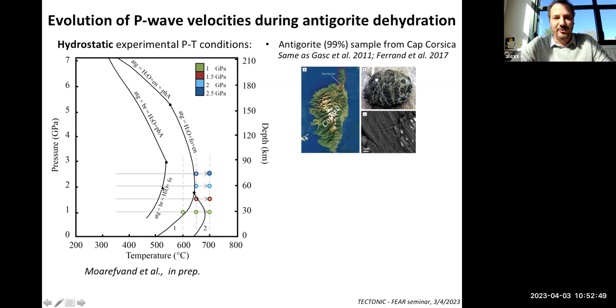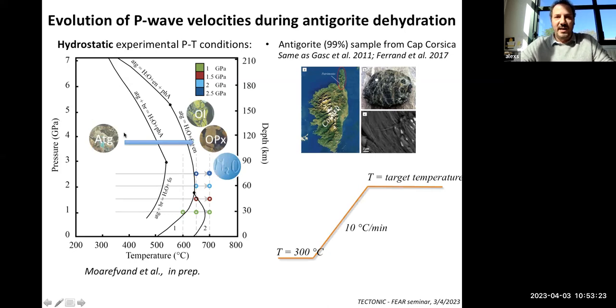This is pressure, this is temperature, and this is the rather complicated phase diagram of antigorite, where at low pressure, antigorite first breaks down around 500 degrees, and then there are several transformations. And the final one being here, antigorite gives water plus forsterite, olivine plus enstatite, orthopyroxene. And you see that most of the points that we tested were actually in this field where the dehydration should be complete. So we have antigorite that produces olivine plus pyroxene plus water.